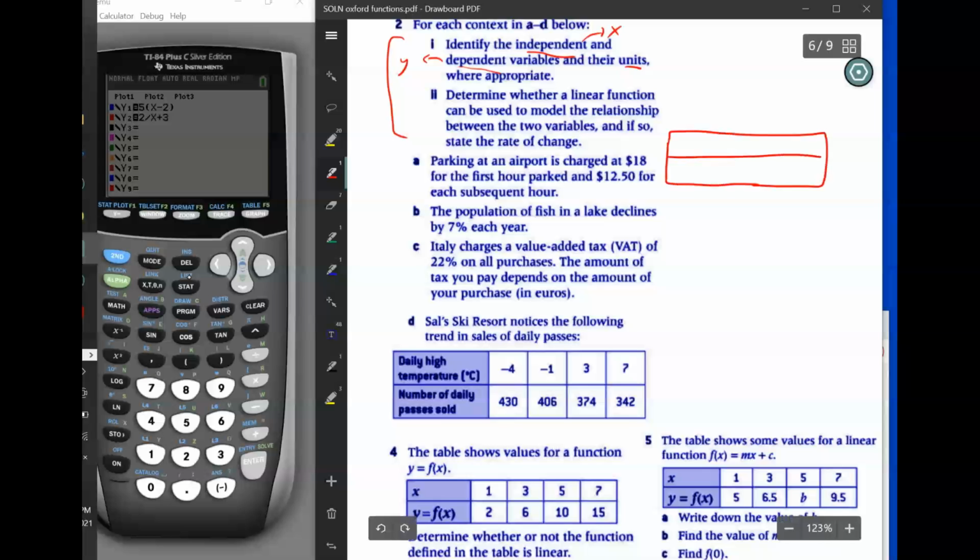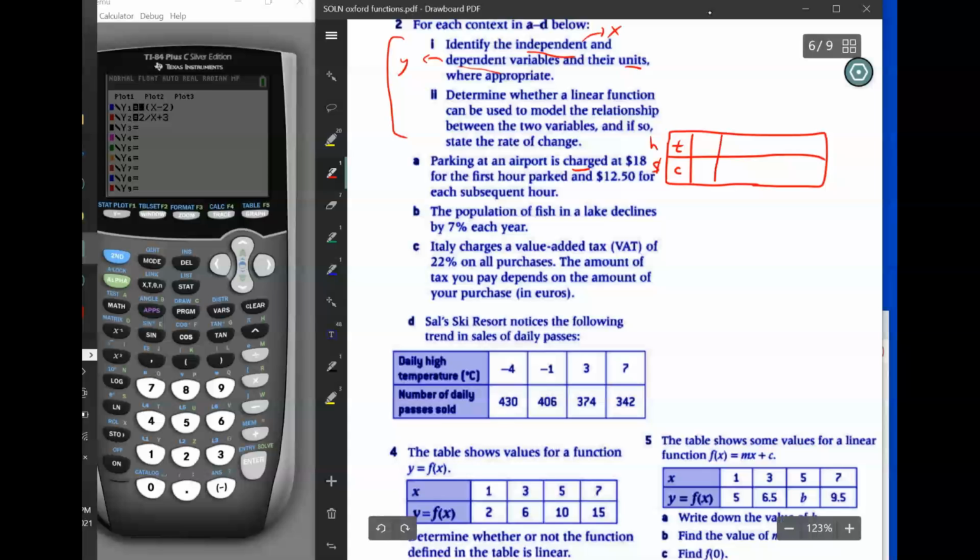What I'm going to do is have the first variable, the x variable, the independent variable. The parking charge is the output, and the input is the time, the number of hours. So I'll put time as the independent variable, and I'll put cost, or the charge, as the dependent variable. Their units are going to be dollars for the cost and hours for time, right?